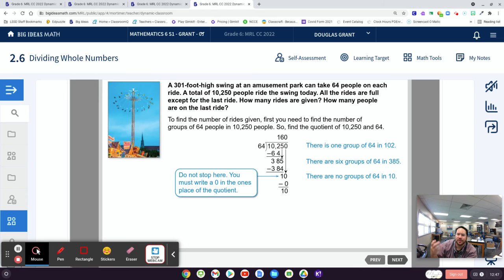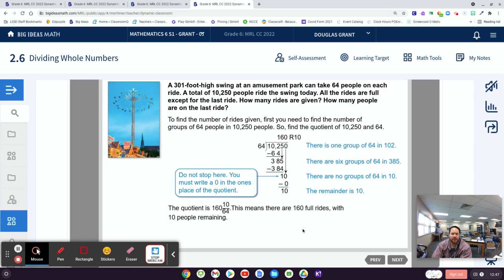So it says the last ride was not full. So how many rides do you think there actually were? Yeah, there were 161 rides. Okay. So there were 160 full rides, and then there were 10 people on that last ride, which was the 161st ride. So keep that in mind. Sometimes when you're solving story problems, you're going to do some division. You might get a remainder, a fraction, or whatever. But then put it in the context of the problem. In this case, it needs a whole number of rides.